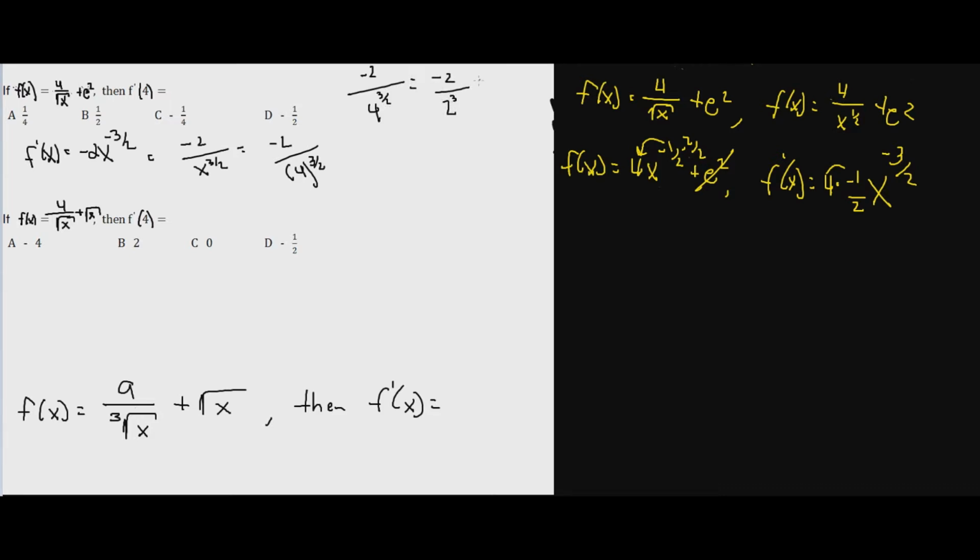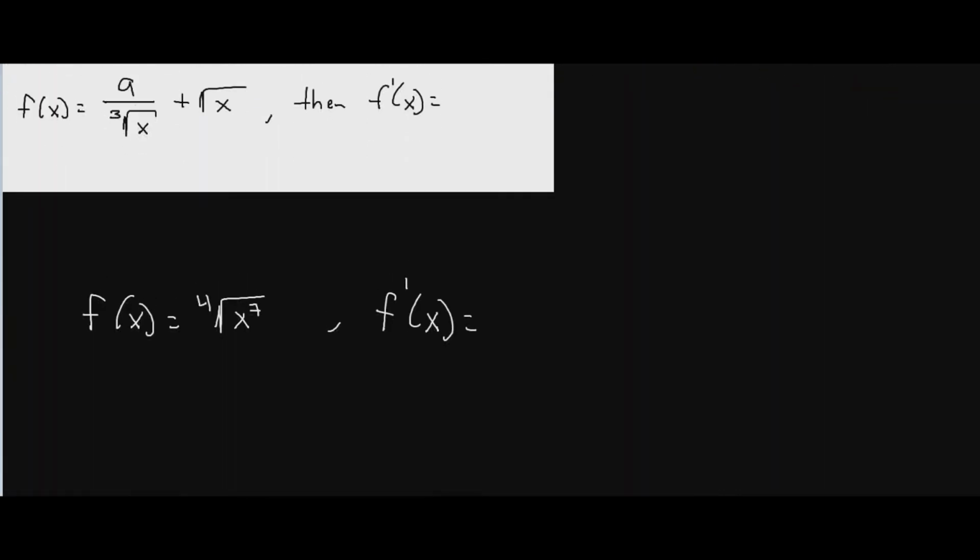And what's 2 to the third power? Well, 2 to the third power is 8. Now we can simplify this to be 2 over 8. Divide the top and bottom by 2, and you get negative 1 over 4. And that's our solution here, okay? Pretty tricky, pretty tricky.